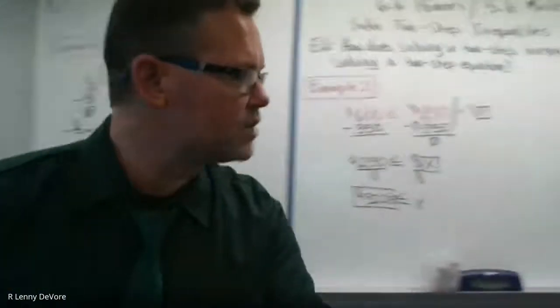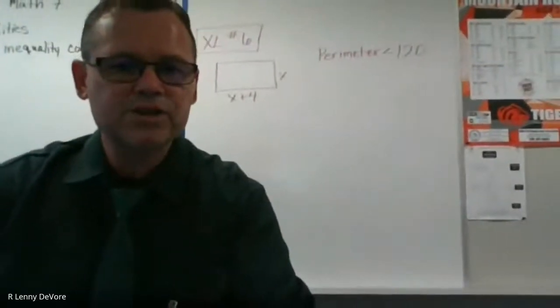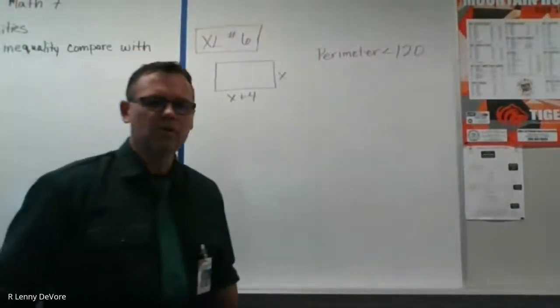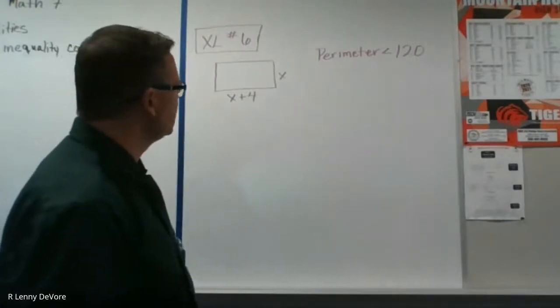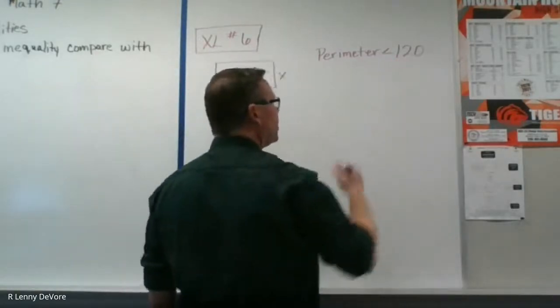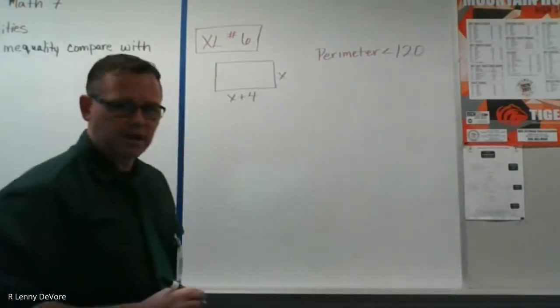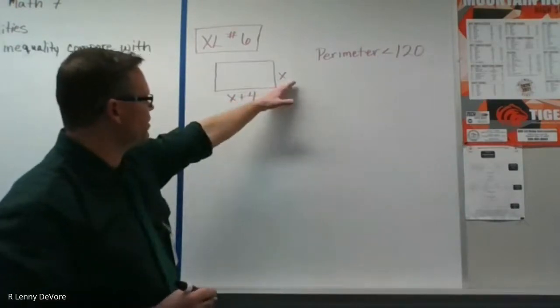Okay, let's do our last one. Now, this is Excel number 6. A lot of students had problems with this last year. I want to make sure I went over it. Okay, now what they're saying here is that the perimeter is less than 120. Okay, guys? And that they're telling us the length and the width, okay?